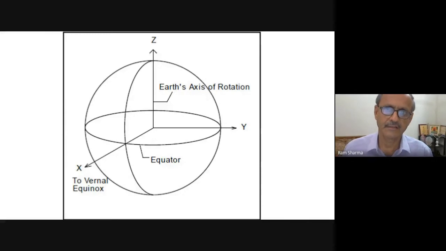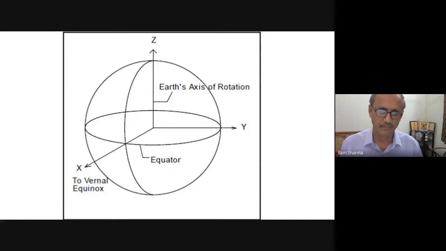Now this is again the x-axis passing through the vernal equinox, and the simplest definition of vernal equinox is when the Sun comes on the Earth's equator, and that is on 20th of March. And then the z-axis passes through the pole of the Earth, and the y-axis makes a right-handed coordinate system. So this is how our right-handed coordinate system is defined, and it is fixed with respect to the stars. Though everything is moving, we are moving around the Sun, the Sun is also moving, and all our solar system is moving with respect to the stars, we have a fixed coordinate system.